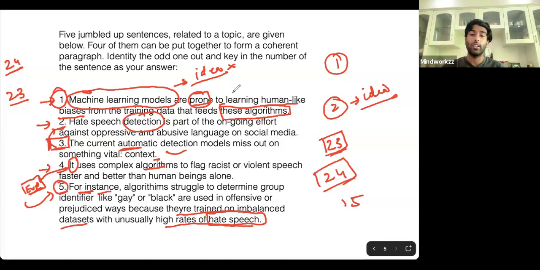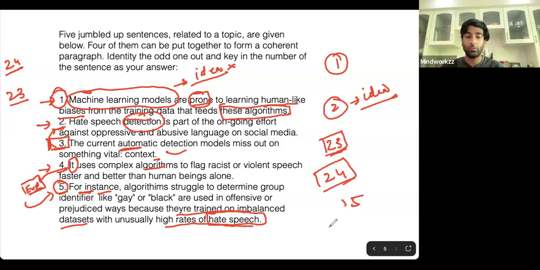And using information given to you here, it makes sense that machine learning models are prone to learning human-like biases. Why? Because they learn from training data that feeds these algorithms. Okay, so that is something which is happening, right?